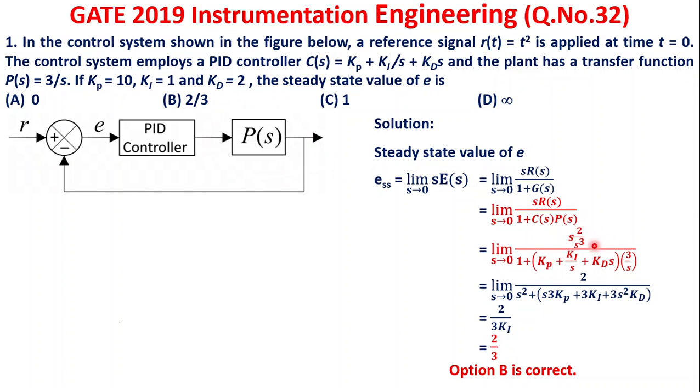So C of s is the controller transfer function, and P of s, which is 3 by s, is the plant transfer function. You multiply this, simplify, take the LCM, and then we will get 2 by 3 Ki as s tends to 0, because this is 0, this is 0, this is 0. So 2 by 3 Ki. Ki is 1, therefore 2 by 3. 2 by 3 fits into option B. Option B is correct, that's all.